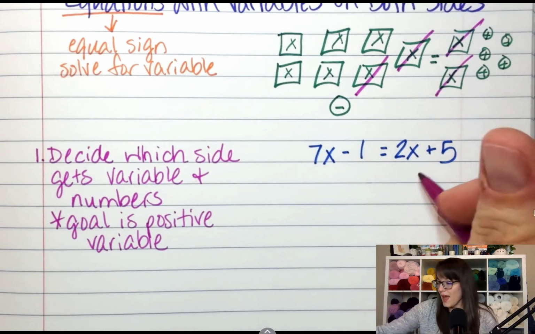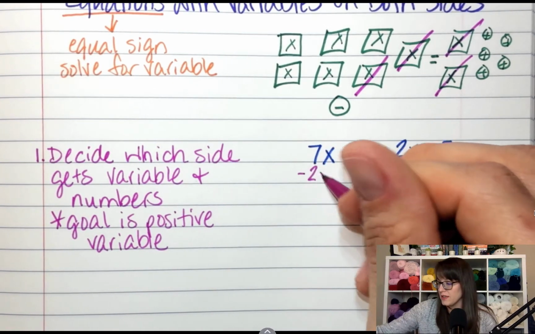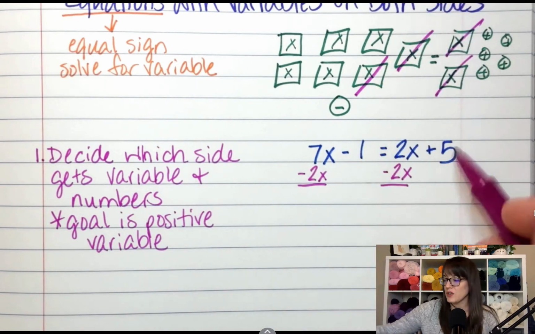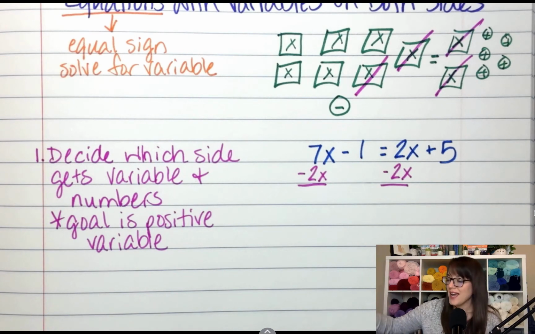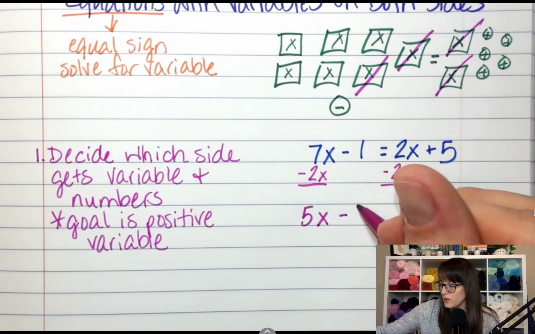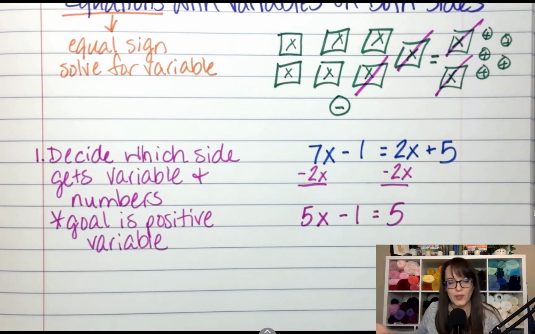So I am going to decide to cancel out my 2x. Don't say move. That's what messed me up in 7th grade. We're not moving anything. We're canceling things out. So if I take 2 x's away from the right side and I take 2 x's away from the left side, if I had 7 x's and I take out 2 x's, how many x's are left? We have 5 x's. And we still have a minus 1, and now we know that that equals 5. Well, now that we've done that, this is just a 2-step equation. And you know how to solve 2-step equations.